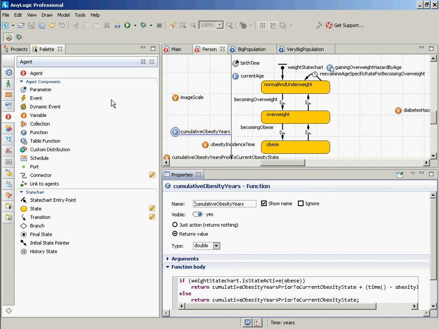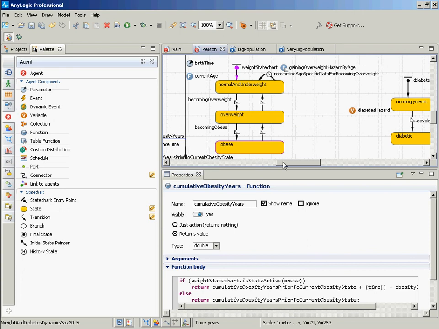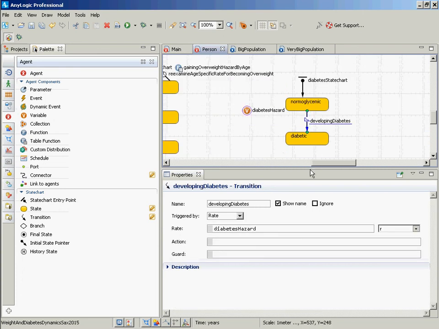Okay. So here we have a computation of cumulative obesity years. And to bring this full circle, to deal with Joe's question, suppose we wanted this rate to no longer depend just on their current state, but on their cumulative history of exposure to obesity, right? How do we do that?